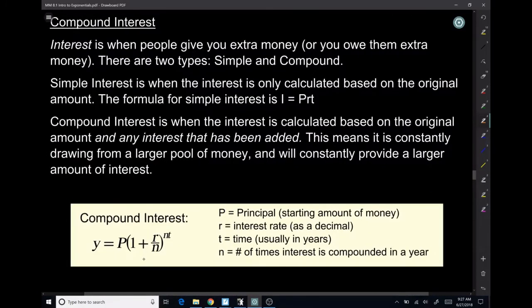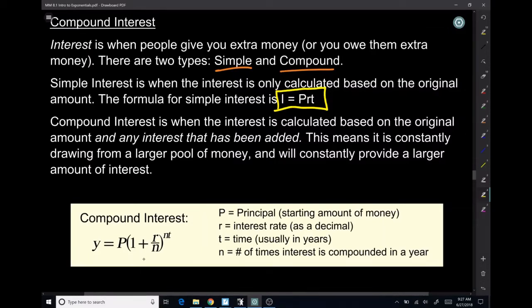Two more. Compound interest. Interest in general is when people give you extra money or when you owe extra money based on some agreement that you have. There's 2 types, simple and compound. Simple interest is when the interest is only calculated based on the original investment. Its formula is also pretty simple, principal times rate times time.